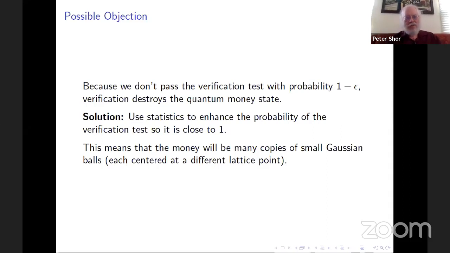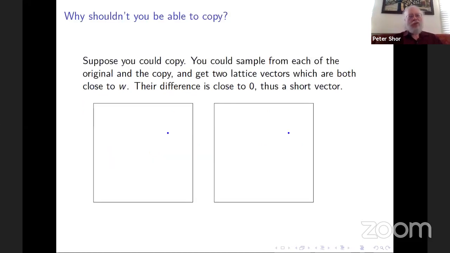Okay, so I'm going to tell you why you shouldn't be able to copy first, and then I'm going to tell you why you actually can copy. So first, why should you not be able to copy this? Why can you not counterfeit this money? Well, suppose you could copy it. Let's pretend I am a counterfeiter and I've successfully copied the state. I can sample from the Gaussian superposition of the original and sample from the Gaussian superposition of the copy. What I get are two lattice vectors which are both close to W.